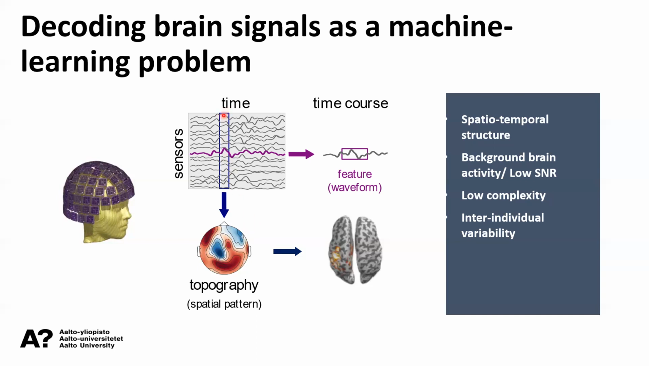It's always useful to think about the measurements as a sum of these neural sources, which we don't observe directly. Each source projects into the sensor space, or the measurement space, with some spatial structure, which we will refer to as sensor topography.